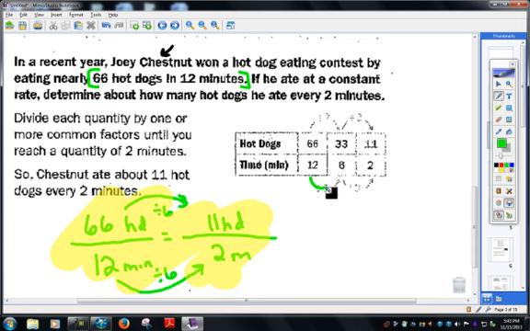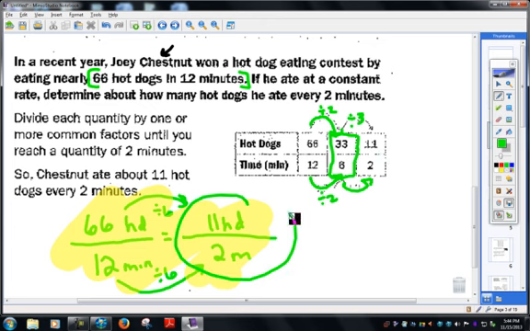And we're basically saying, okay, I'm going to divide it by 2 and then divide it by 2. So I know now he ate 33 hot dogs in 6 minutes. Then I'm going to divide by 3, and then get 11, and then divide by 3, and then get 2. So we ended up getting that answer right here.